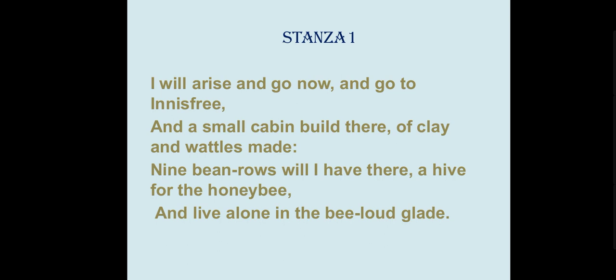Nine bean-rows will I have there, a hive for the honeybee. He wishes to live alone, so he will need food to eat also. For that, he will grow 9 rows of beans near his room. He also requires honey. So he will get the honey, he says, from the honeybee hive, which he imagines near his small cabin. And live alone in the bee-loud glade.